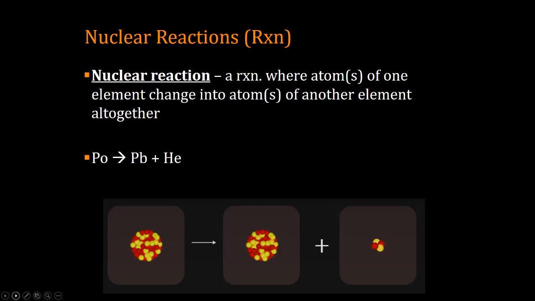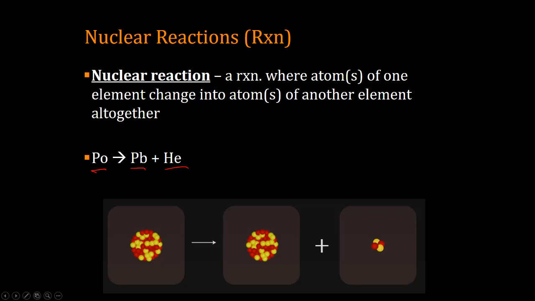Nuclear reactions work in a very different way, and yet there are still forces that are affecting them. So a nuclear reaction occurs when the nucleus changes, right? Before we were just looking at electrons moving around. Now we're looking at the nucleus itself changing. And you'll notice I actually have polonium changing into lead and helium. This element is polonium. We ended with two different elements, neither of which are polonium.